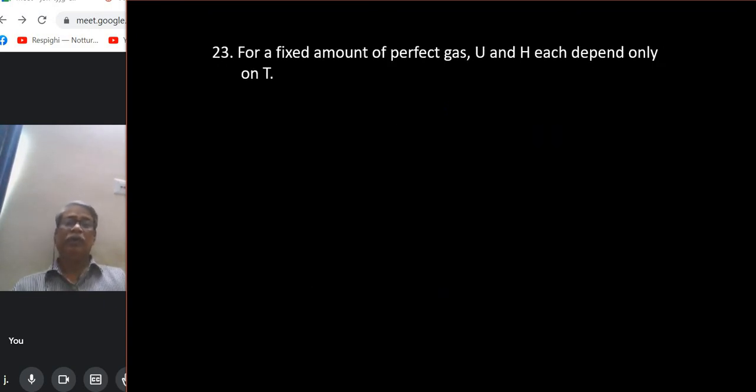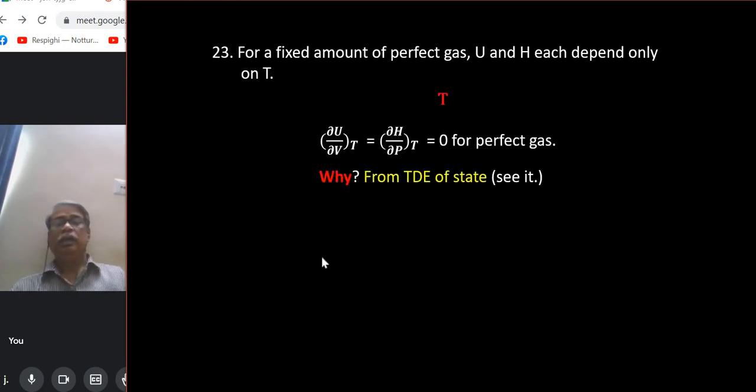For a fixed amount of perfect gas, U and H each depend only on temperature. Yeah, it's true because it is perfect gas mentioned, but in general it's not true actually. And from where we answer these questions, you don't have to memorize this, but this thermodynamic equation of state, very important equations pair, del U del V and del H del P at constant temperature, they are equal to 0 for a perfect gas. So H and U, if temperature is constant, then their variation with pressure or volume is 0 for perfect gas. So the statement is true.